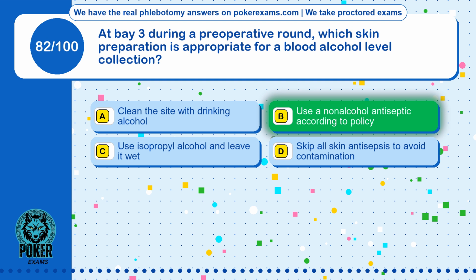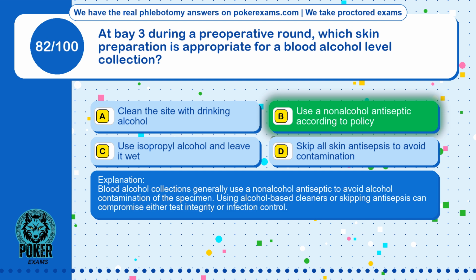The correct answer is option B. Use a non-alcohol antiseptic according to policy. Blood alcohol collections generally use a non-alcohol antiseptic to avoid alcohol contamination of the specimen. Using alcohol-based cleaners or skipping antisepsis can compromise either test integrity or infection control.